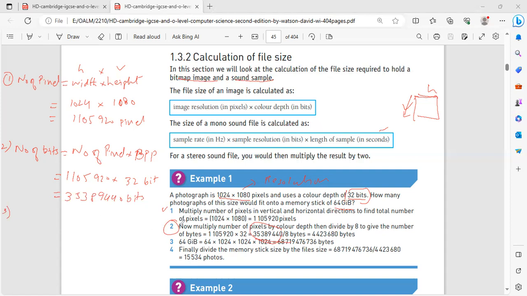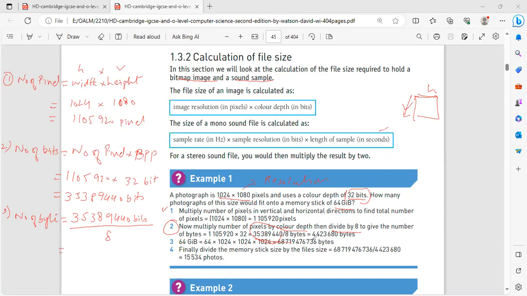Okay. Now, in step two, basically they have told us to multiply the number of pixels by color depth. We have done this one. Then divide by 8. So I will do this in three steps. You have to calculate the number of bytes. For this purpose, you first write the number of bits, 35,389,440 bits. Okay. Divide this by 8. So you will get the number of bytes.